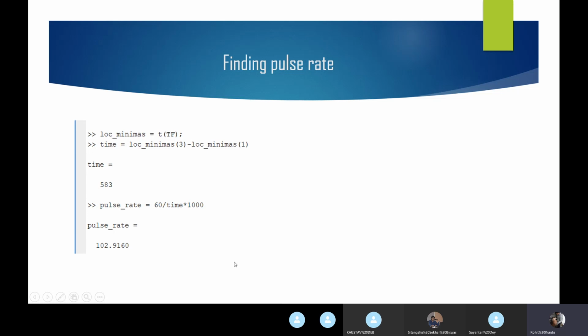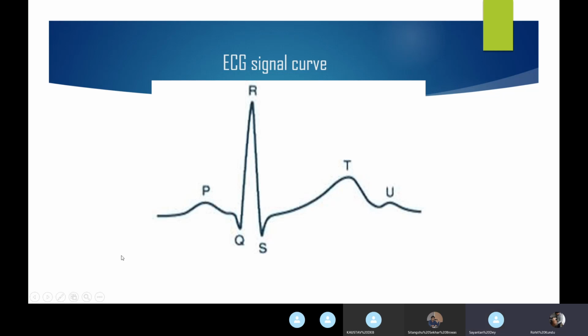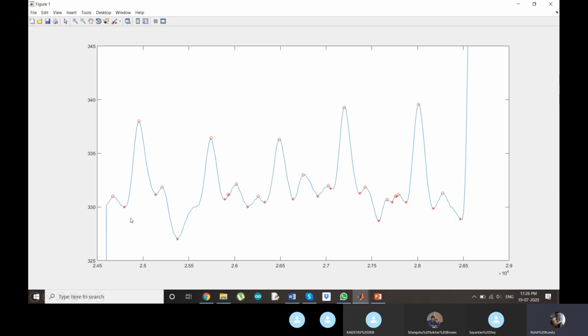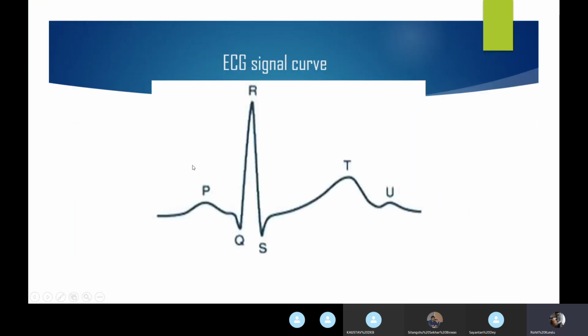I guess Shantanu had somewhere around 99 to 105 kind of pulse rate. Yes, 99. So it is actually close. And this is just for one beat. If we take the average of all the beats here, we can obviously get a much more accurate value.